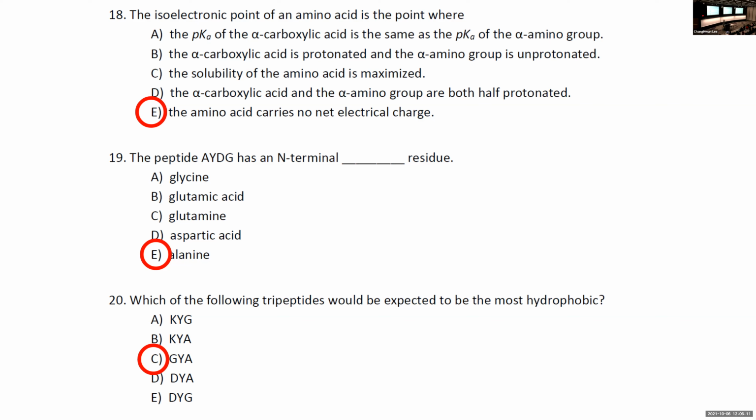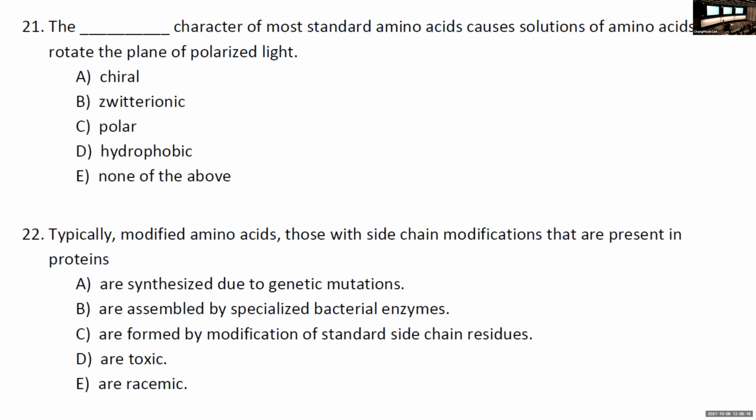All right. Number 21. Hopefully it was an easy one too. Number 22, that is correct. What is being racemic? Exactly 50 and 50.